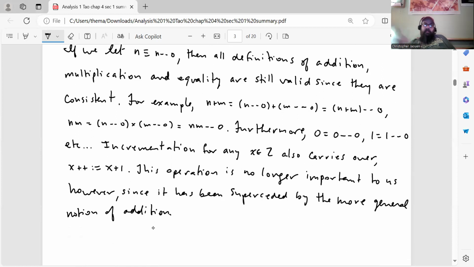Furthermore, 0 is the equivalence class 0—0, and 1 is the equivalence class 1—0, etc. Also, incrementation for x in Z also carries over. In other words, the successor of x is defined to be equal to x plus 1. This operation, however, is no longer important to us because it's been superseded by the more general notion of addition.